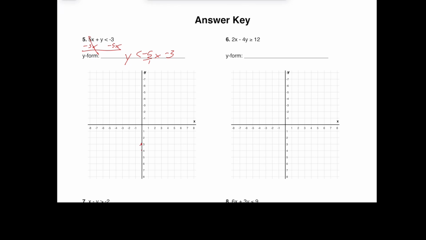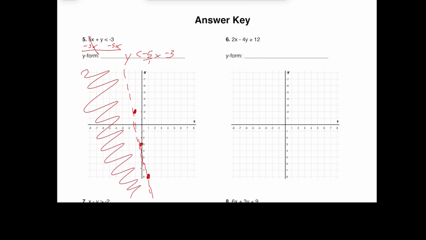Where are you going? 1, 2, 3, 4, 5, and over 1. If you want some more, let's go up 5 and this way 1. Okay, and that's going to be a dashed line. And I want to shade, well, let me get this right there. Kind of take this little part out. And then I want to shade the side where the y's get smaller. And if you can see, it's that side of the line. So I'm going to shade this side.